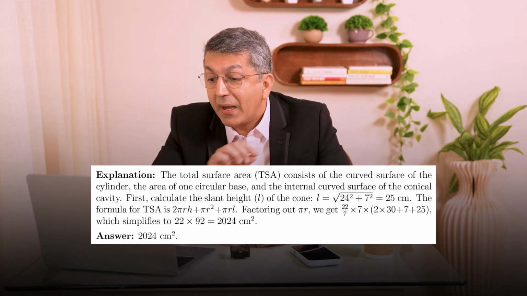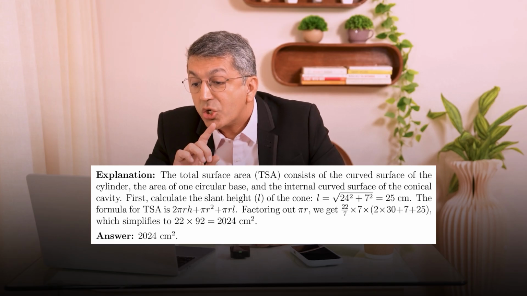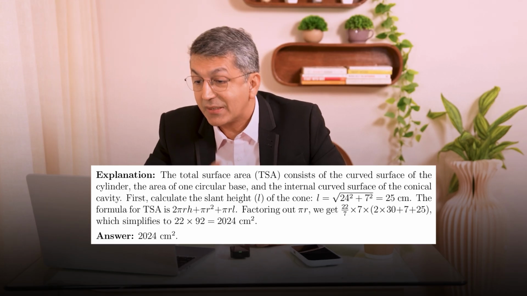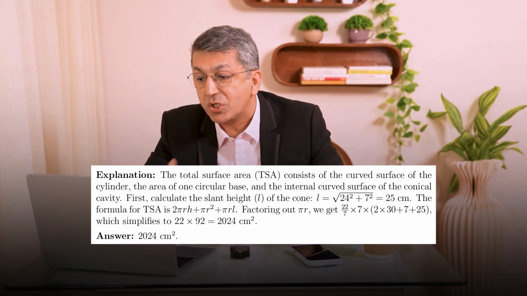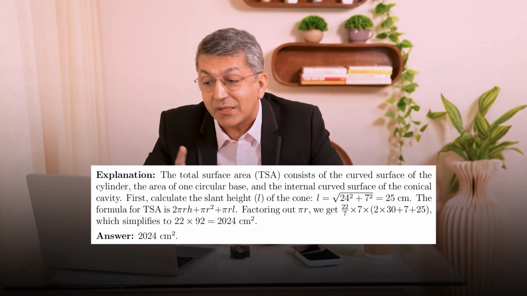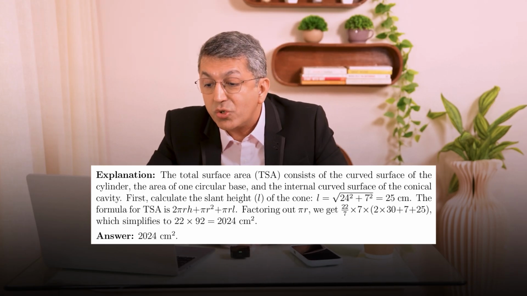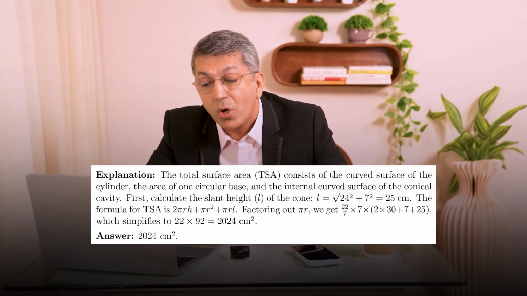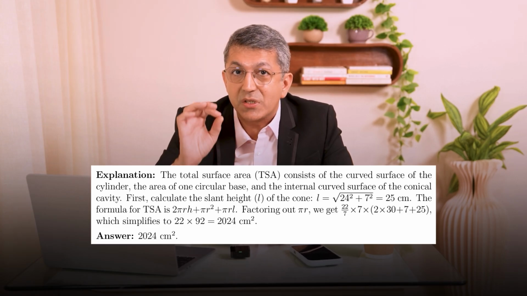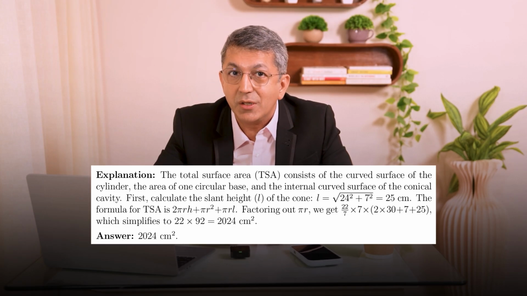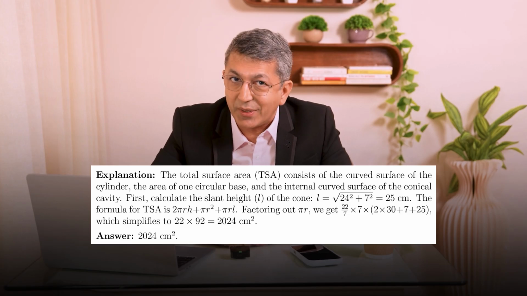Factoring out pi R, we get 22 by 7 multiplied by 7 multiplied by, in brackets, 2 multiplied by 30 plus 7 plus 25, which simplifies to 22 by 92, which is equal to 2024 centimeters square. Answer: 2024 centimeters square.